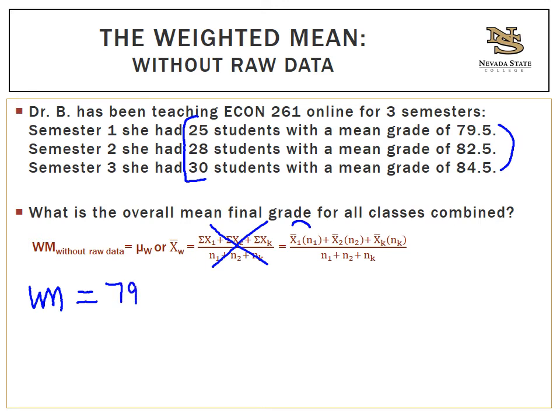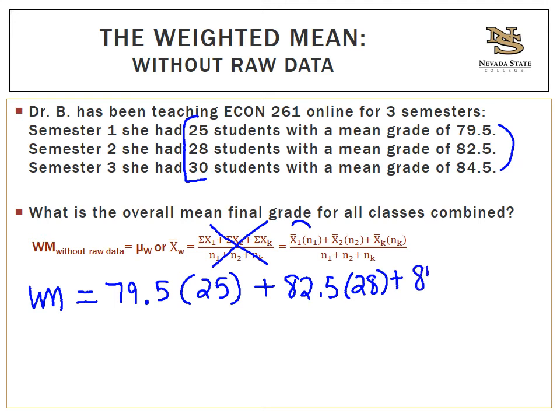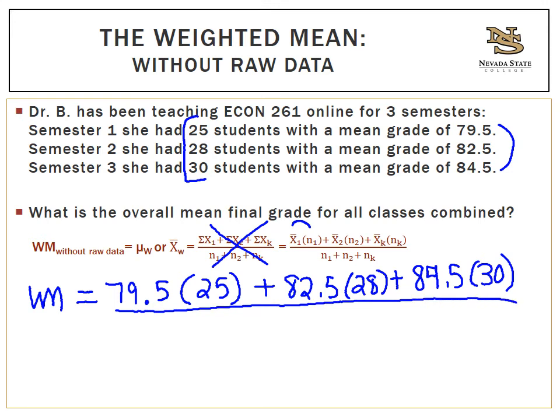79.5 was the mean for the first semester, multiplied by the sample size for the first semester, which is 25, plus the mean grade for the second semester, 82.5, times 28 students, plus the mean grade for the third semester, 84.5, multiplied by those 30 students. And then we're going to divide that by all my sample sizes added together. So 25 plus 28 plus 30.